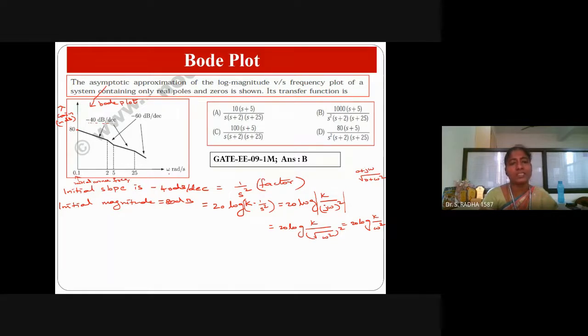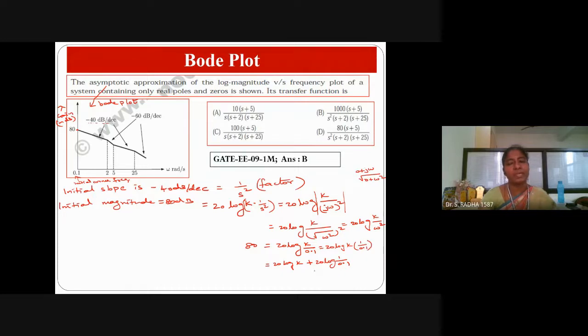X-axis is nothing but the omega value. So when you substitute, 80 dB is nothing but 20 logarithm k divided by the omega value, which is 0.1. So what I will do here is 20 logarithm k, plus 20 logarithm 1 by 0.1. This is of the form 20 logarithm k into 1 by 0.1.